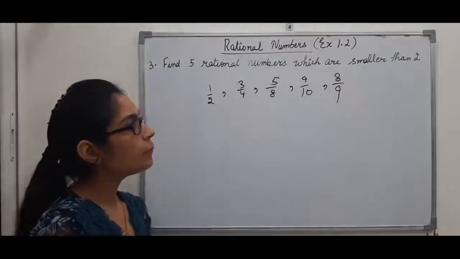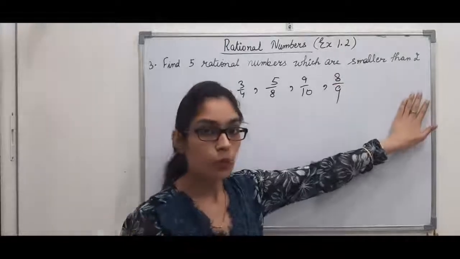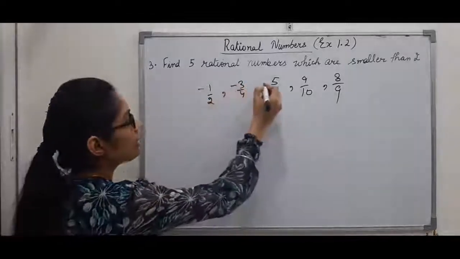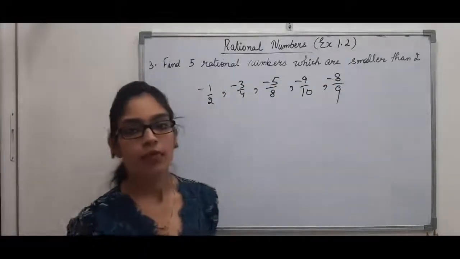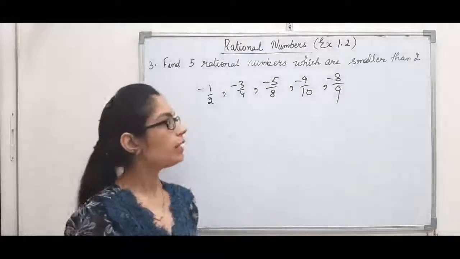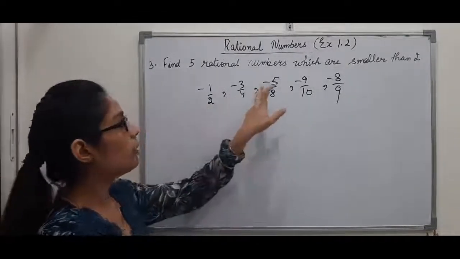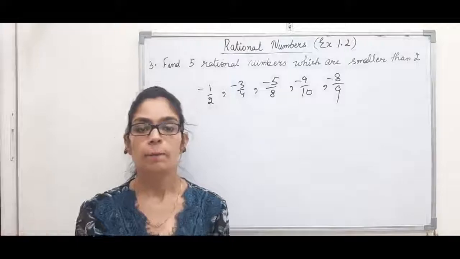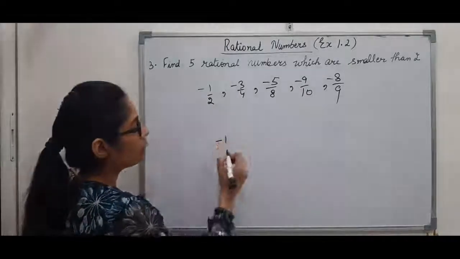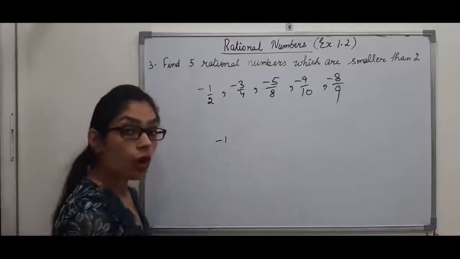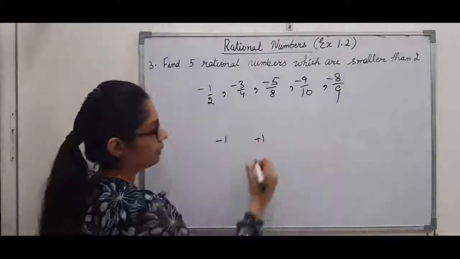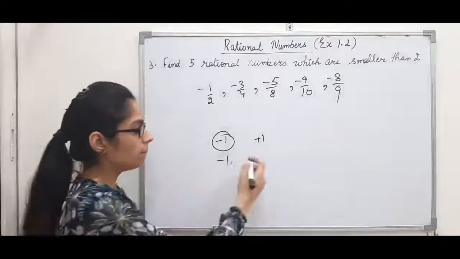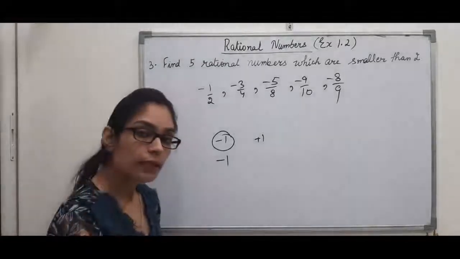But the only thing is, they're asking us to write numbers which are smaller than 2. Smaller than 2 means you can put a negative sign with all the numbers. Any negative number is smaller than 2. That's why you can write any number and put a minus sign along with it. Because a negative number is always smaller than a positive number. For example, -1 will always be smaller than +1. So numbers written with minus signs will always be smaller than any positive number.